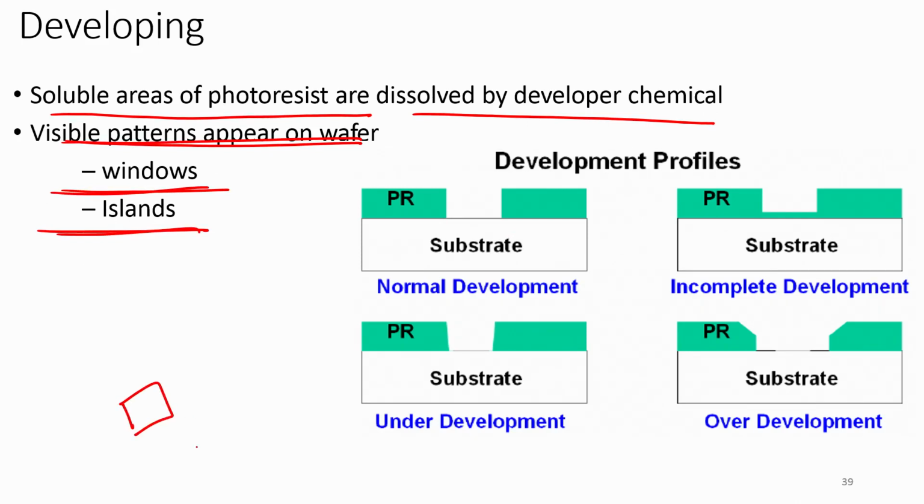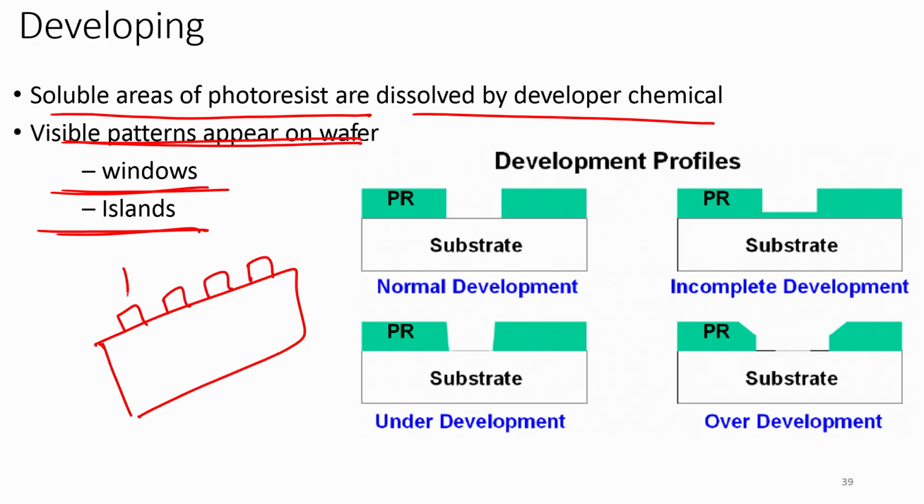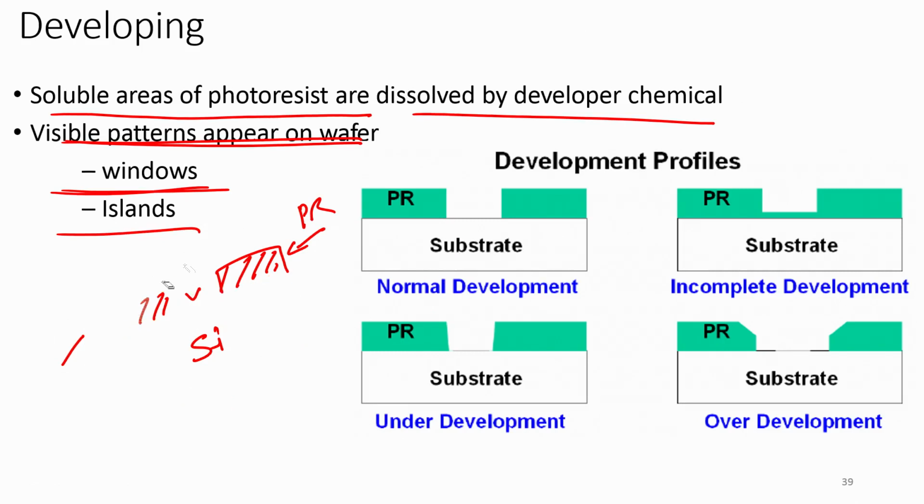Suppose we are designing some electrodes on the wafer, then these are some islands, these are some valleys, or we are creating a pattern like this, which is your photoresist. Then this area we want to etch, this is your photoresist, this is your silicon, we want to etch silicon. So, this is a window that you have created. We will take an example in a later class.